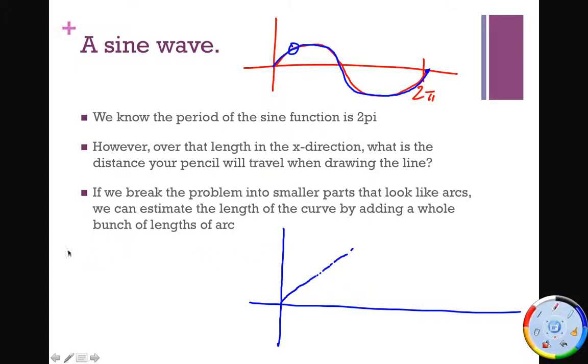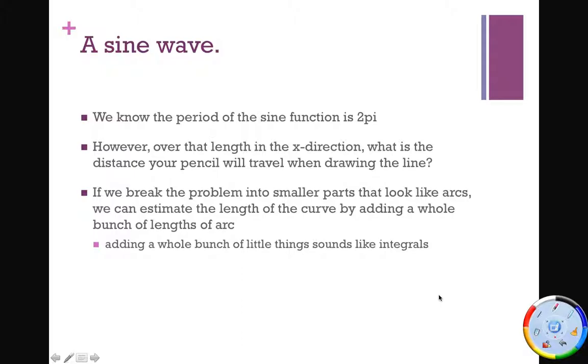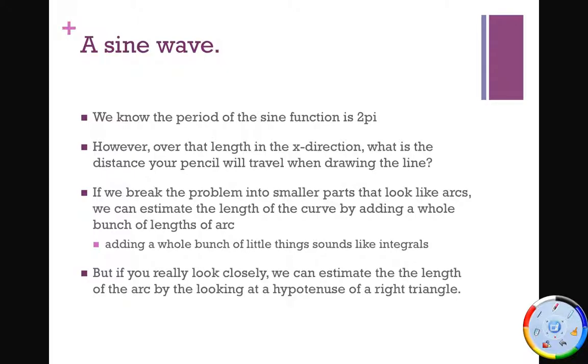Now, what we are going to be doing is adding a whole bunch of lengths of arcs. Hopefully that sounds familiar. When we add a whole bunch of stuff together, that sounds like integrals, because adding a whole bunch of stuff together is what we do for integrals. It's the Riemann sums, which is just adding a whole bunch of areas of rectangles together. But what we're going to do is add up a whole bunch of little itty-bitty lengths. As we zoom in on a single point, we're basically going to get a straight line.